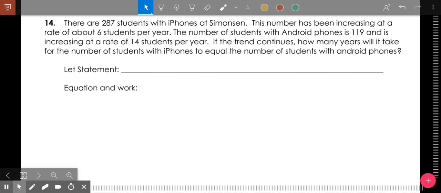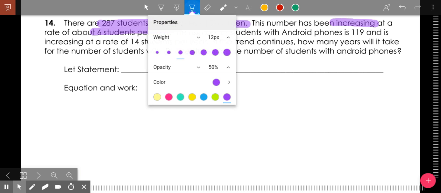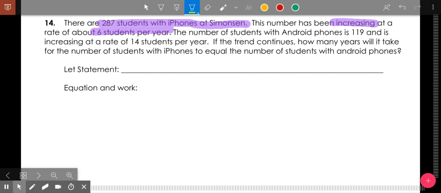Okay, word problems. So this first one I'm going to go through and I'm going to highlight or underline my key information. There are 287 students with iPhones at Simonson. This number has been increasing, so increasing is a keyword, at a rate of 6 students per year. The number of students with Android phones is 109, and it is increasing at a rate of 14 students per year.